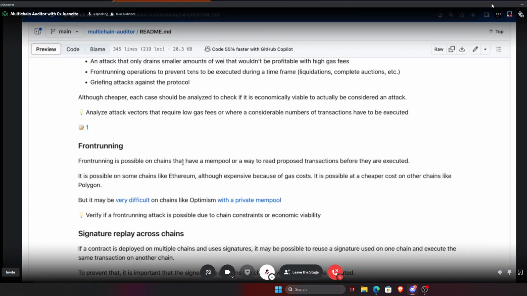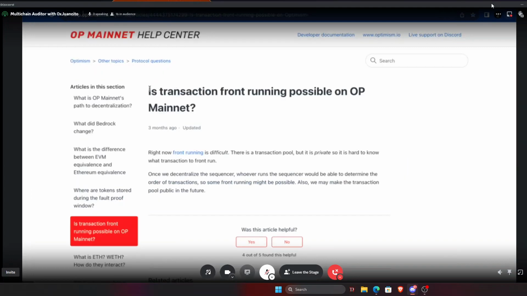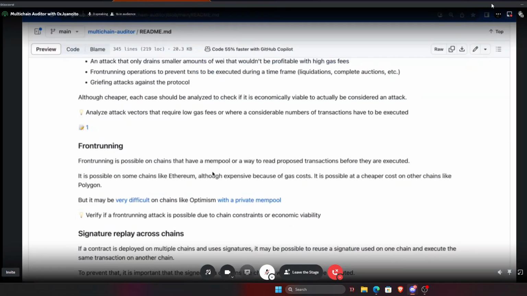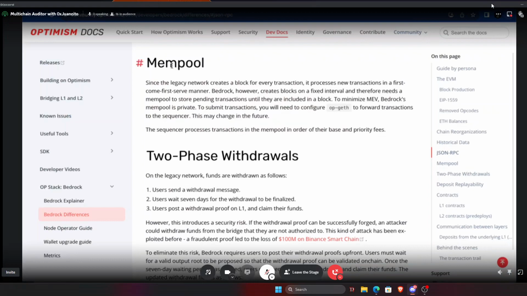But you might find it interesting that it's not possible, or it is very difficult, as they say. In Optimism, for example, they ask: is transaction front running possible on OP mainnet? This is the previous version of Optimism. But their answer is that front running is difficult. Why is that? It's because Optimism and many layer 2s have a private mempool.